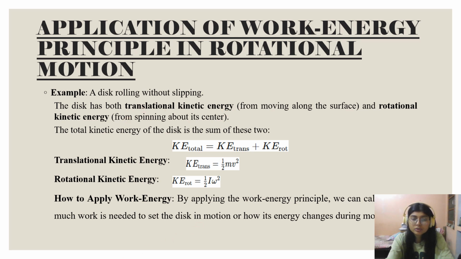And this is how we calculate translational kinetic energy, that is how we calculate normal kinetic energy, that is half mv square. And when we are taking the rotation into consideration, that is for rotational kinetic energy, we will be calculating it with half I omega square. And in this case, we apply the work energy principle. We can calculate how much work is needed in order to set the disk in motion, or how its energy changes during the motion.